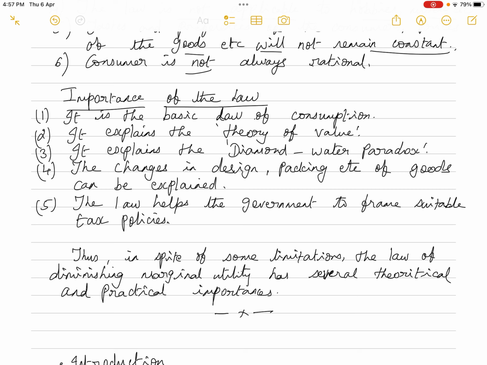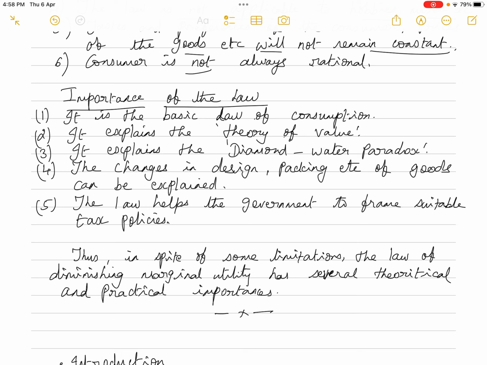And the second thing, it explains the theory of value. Now what is the meaning of theory of value? Theory of value is nothing but determining the value of a commodity. What do you mean by determining the value of the commodity? It is nothing but price. Okay, so based on the law of diminishing marginal utility, the price of the commodity can be determined. So what is the connection here? See, if the seller wants to increase the sales, he should keep on decreasing the price. So he has to fix the price in such a way that he is able to sell more and more amount of commodities.